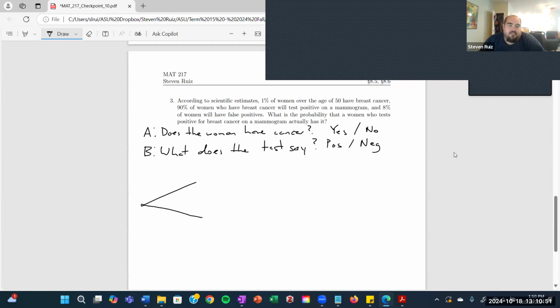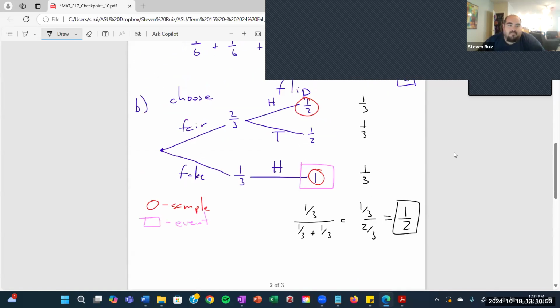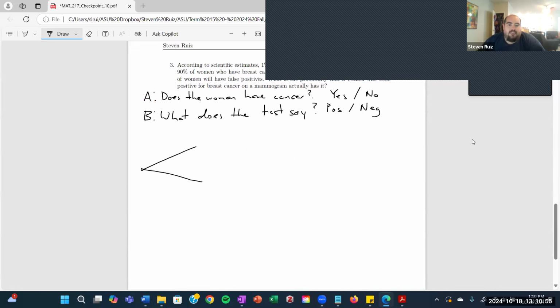So what did I do before I put the options on the branches? Okay, yeah. So does the woman have cancer? Well, either yes or no. What's the probability that she actually does? According to estimates, that's going to be 0.01, which means the probability she doesn't is 99% or 0.99.